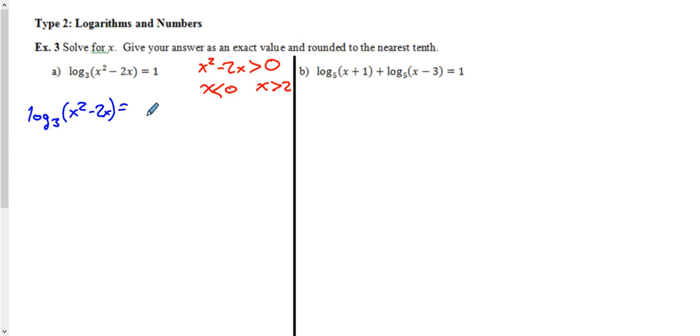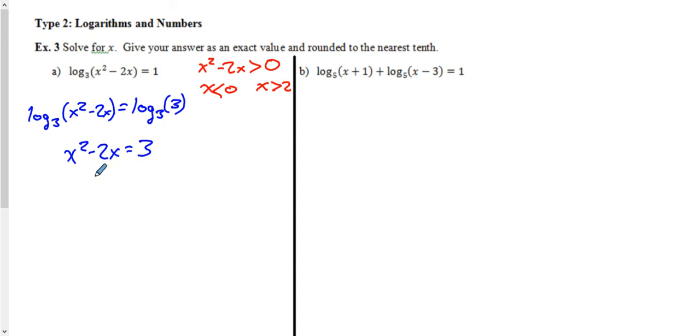That's going to be equal to, well, the only way to change 1 into a log is if we have log base 3. But log base 3 of what would get you to 1? Well, it would have to be 3, because remember, this 1 acts as your exponent, so 3 to the exponent 1 is equal to 3. So now that we have log base 3, we can actually drop our logs on both sides. So I'm left with x squared minus 2x equals 3.